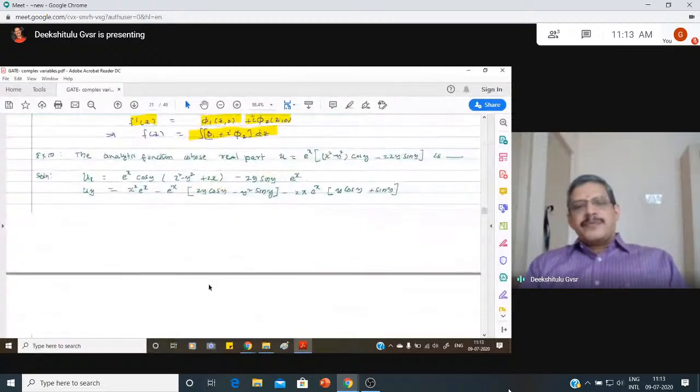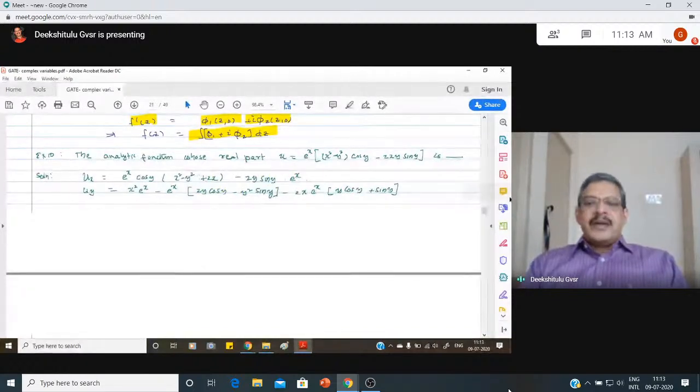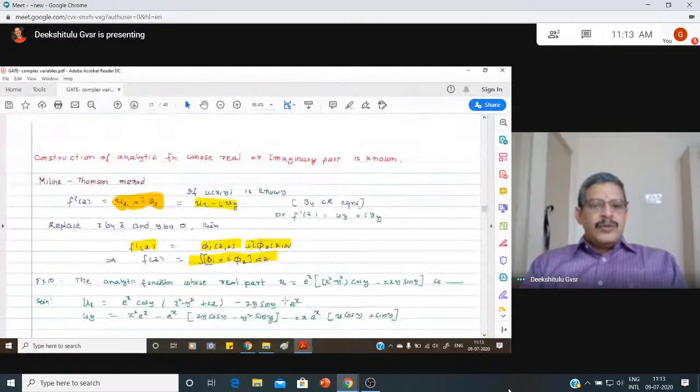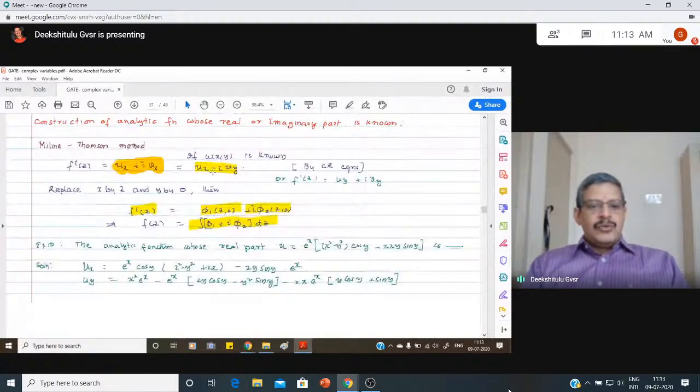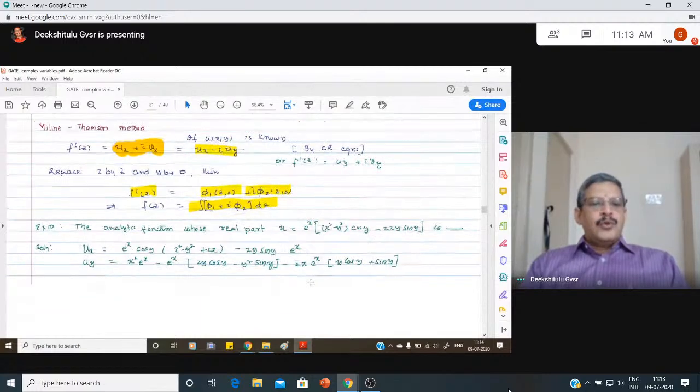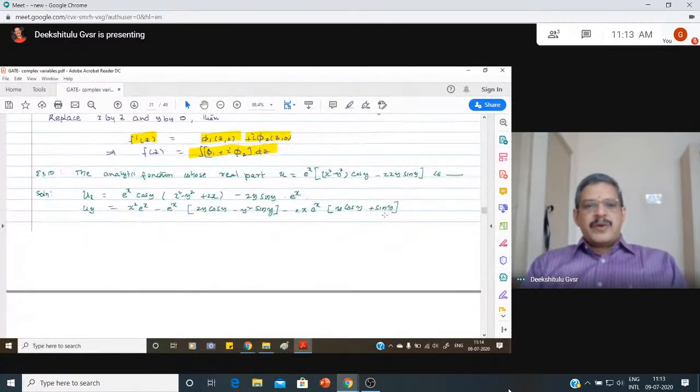If you do a couple of problems, you will understand very easily. Find the analytic function whose real part is so and so. U is given to you. Then what is the analytic function? As I said here, u is given to you. So f dash z is dou u by dou x minus i into dou u by dou y. So first you have to calculate ux and uy. Ux is e power x into, you simplify this, this is what you get. And uy is, this is what you get.